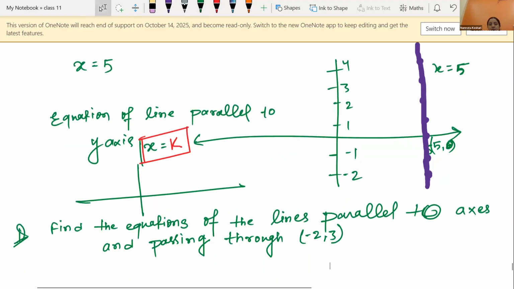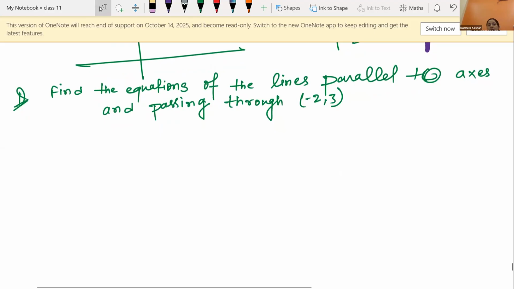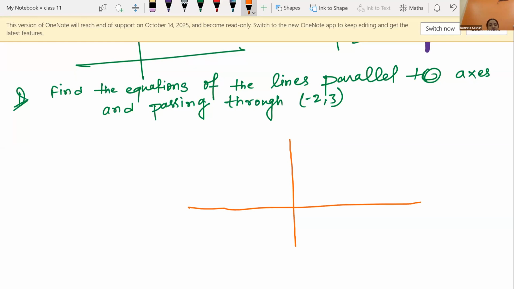Now we'll be solving this question. If you have understood the rules and concepts so far, find the equation of lines parallel to axis. That means we have to find the equation of a line which is parallel to the x-axis as well as parallel to the y-axis, passing through this point. So let's locate this point first, then only we will have an idea how to draw the parallel lines. X is -2, y is 3.